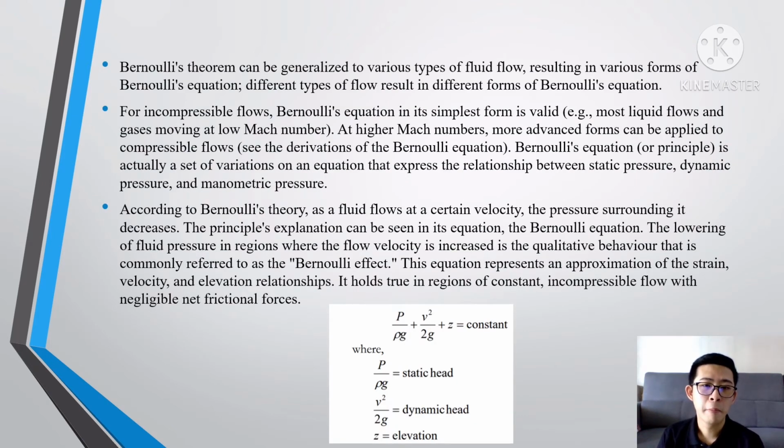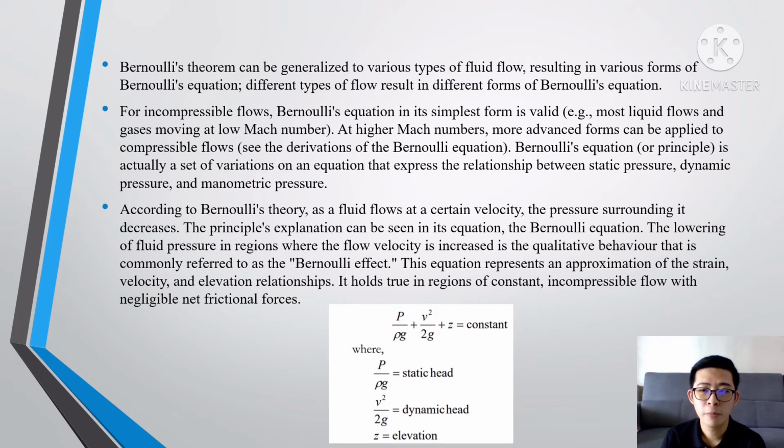Bernoulli's theorem can be generalized to various types of fluid flow, resulting in various forms of Bernoulli's equations. Different types of flow result in different forms of Bernoulli equations. For incompressible flows, Bernoulli's equation in its simpler form is valid, for most liquid flows and gases moving at low Mach number. At higher Mach numbers, a more advanced form can be applied to compressible flow.